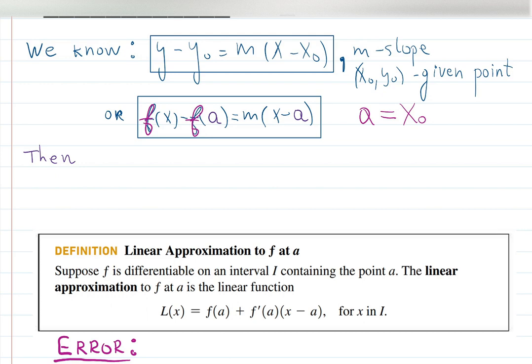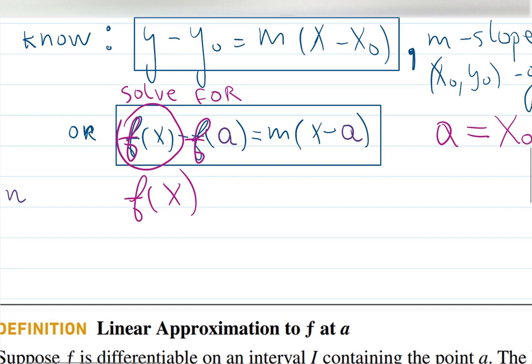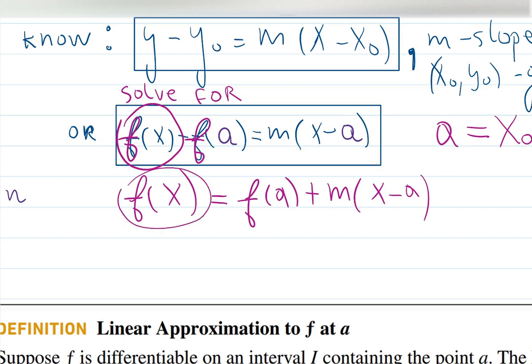Then, if you have this, we can solve for f of x. Solve for this. Solve for f of x. f of x is exactly f of a plus m times (x minus a). I did not do anything. I just solved for f of x. And that's exactly what approximation means. Well, for now it's an equal sign. But the idea is I want to find this. f of x is my output, where the astronaut will be in 45 days.